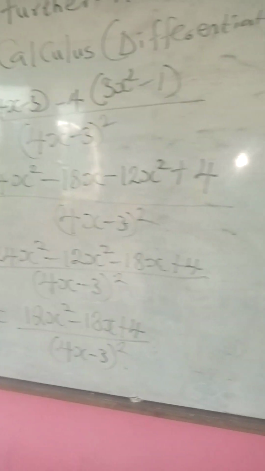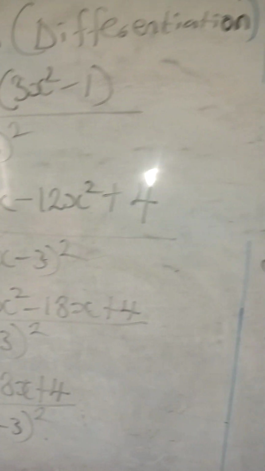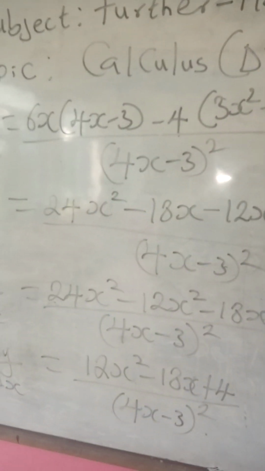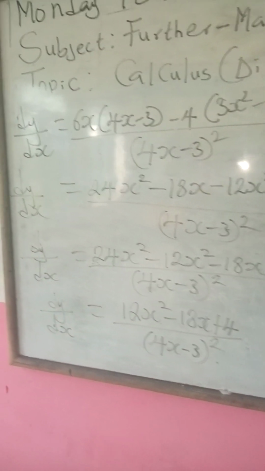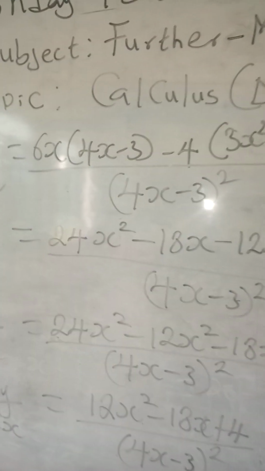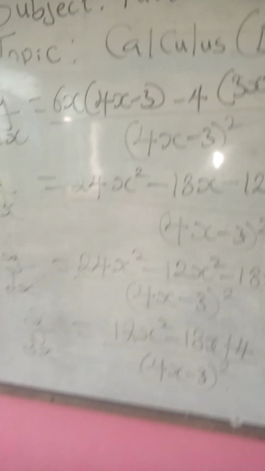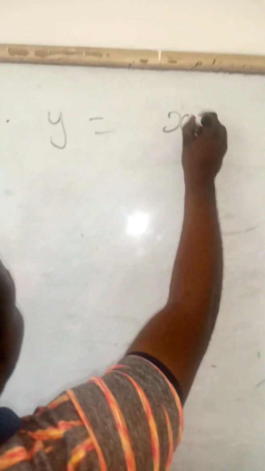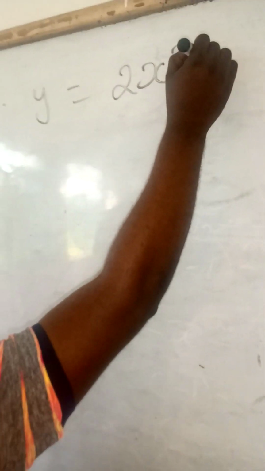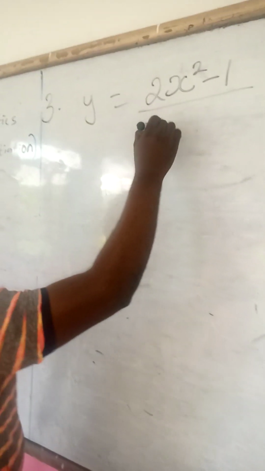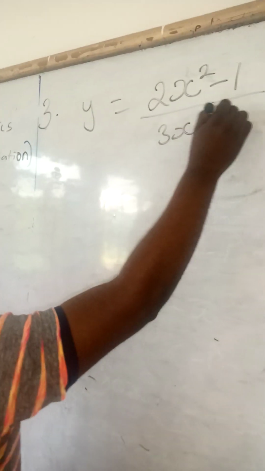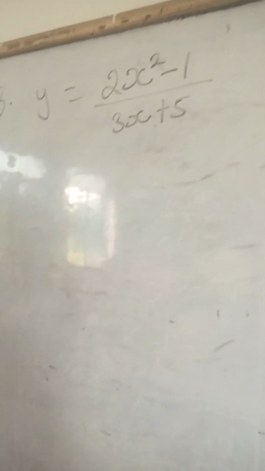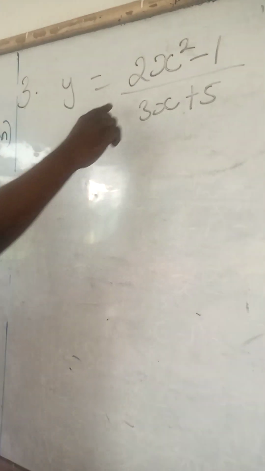And I would still like to solve one more question before we call it a day, using the quotient rule. Because the quotient rule is very simple. It's not difficult. It's easy and everybody can easily see it. So let's solve number 3. And number 3 is here. If y equals 2x squared minus 1 over 3x plus 5. When you have something like this, how do you solve? Remember, there's division, telling you that you must apply the quotient rule.